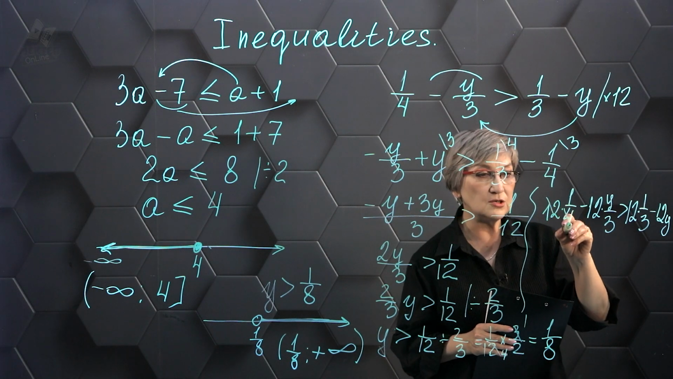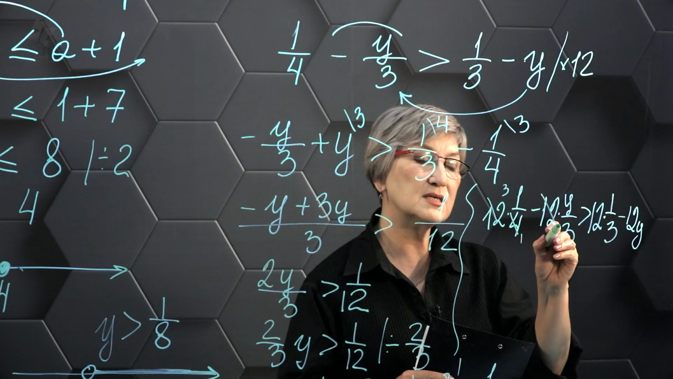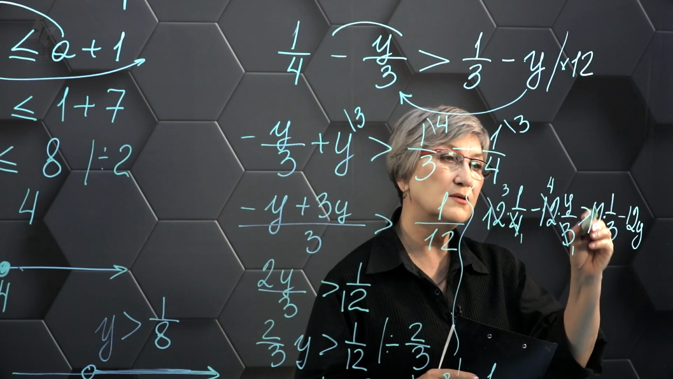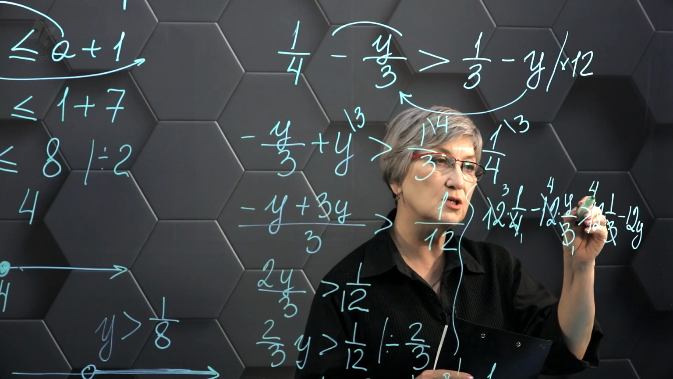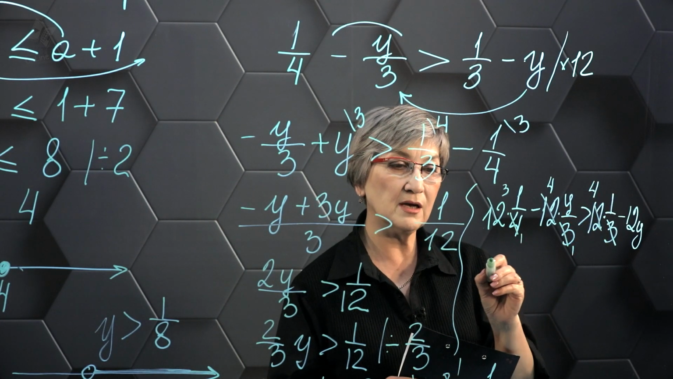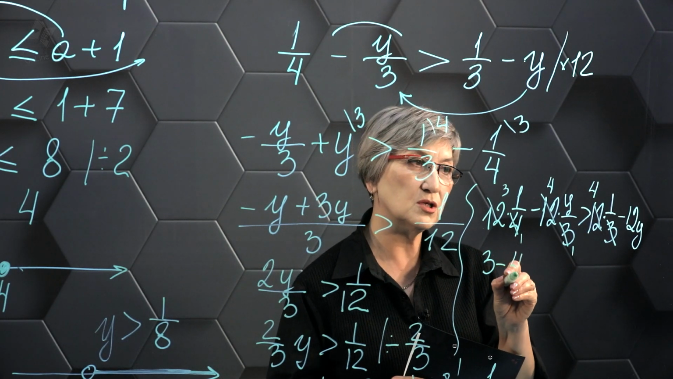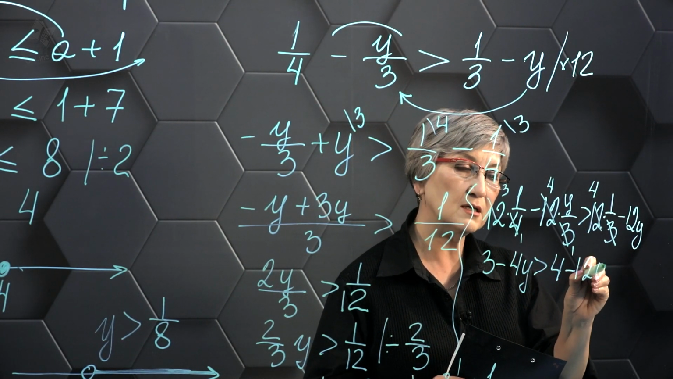What is the result? 12 and 4 I can divide by 4. That's 1 and 3. 12 and 3 I can divide by 3. That's 1 and 4. 12 and 3 again, and the result is 4. Then my inequality would be written as follows: 3 minus 4y greater than 4 minus 12y.